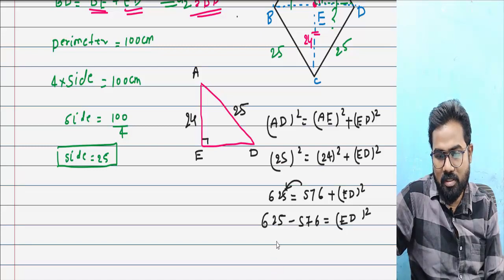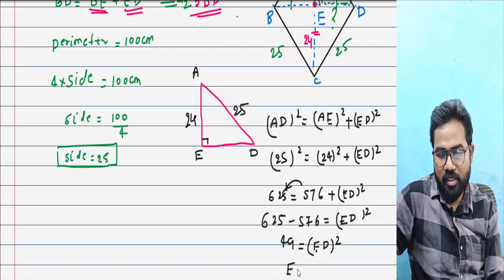This becomes minus on this side. We are getting exactly over here 49 equals ED square. So students, some number square equals 49, and what is that number? Which number square is 49? 7 multiplied by 7. It means ED square equals 7 multiplied by 7.